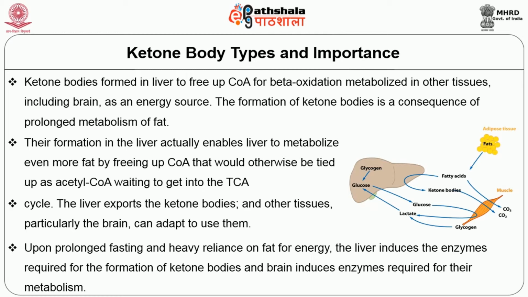While increasing the metabolism of fat through beta oxidation, much of the mitochondrial CoA pool may become tied up as acetyl or acyl-CoA. Upon prolonged fasting and heavy reliance on fat for energy, the liver induces the enzymes required for the formation of ketone bodies, and the brain induces the enzymes required for their metabolism.